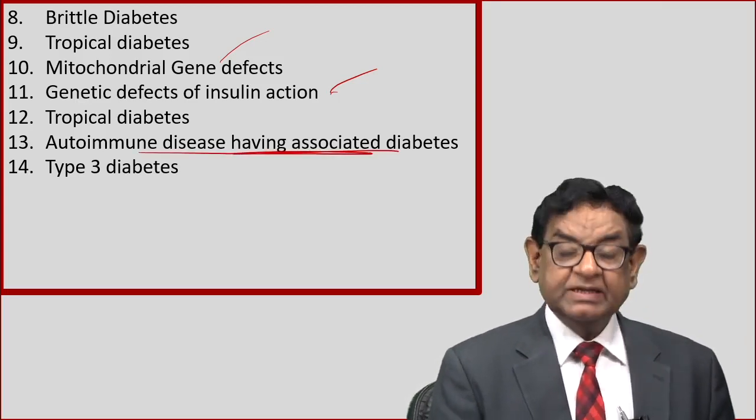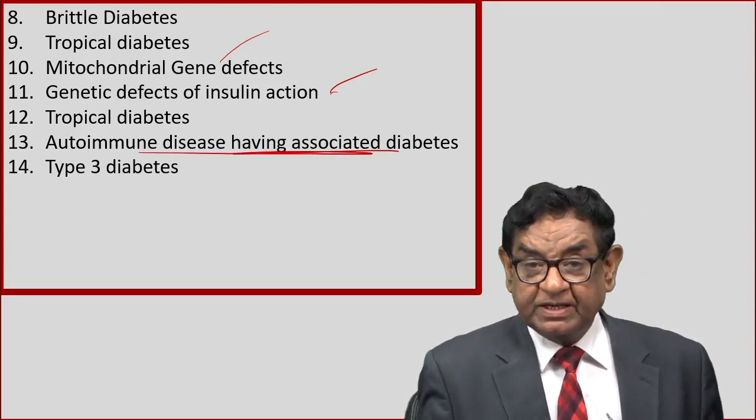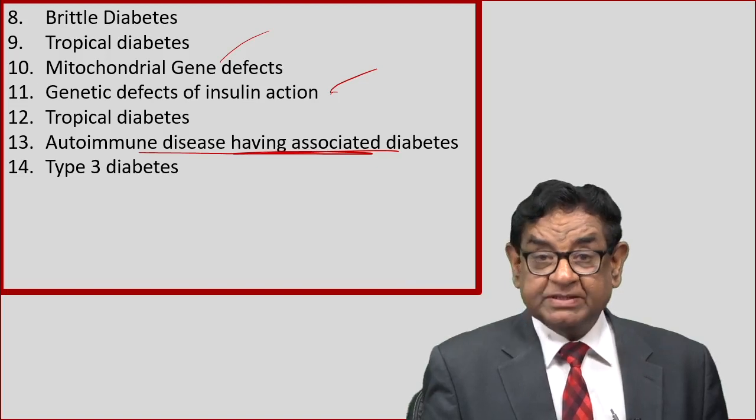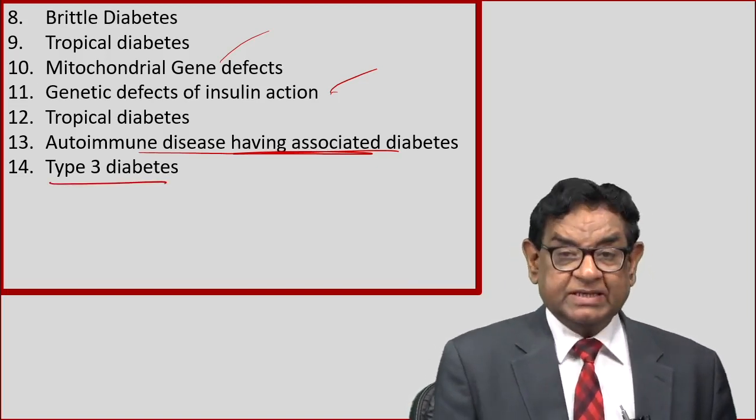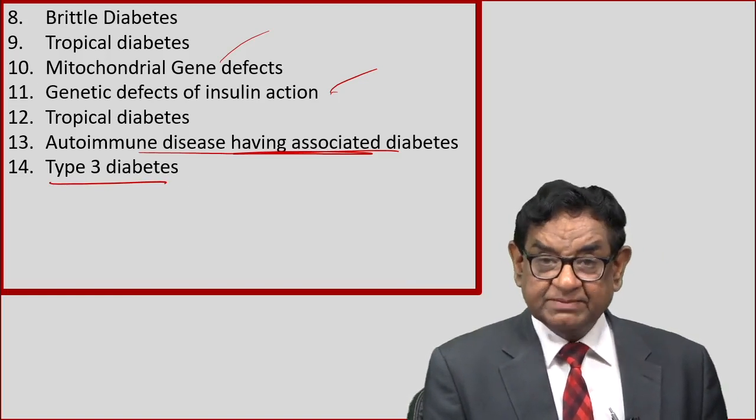Autoimmune diabetes: other autoimmune diseases which can have diabetes are Hashimoto's and celiac disease. And type 3 diabetes is diabetes with Alzheimer's disease.